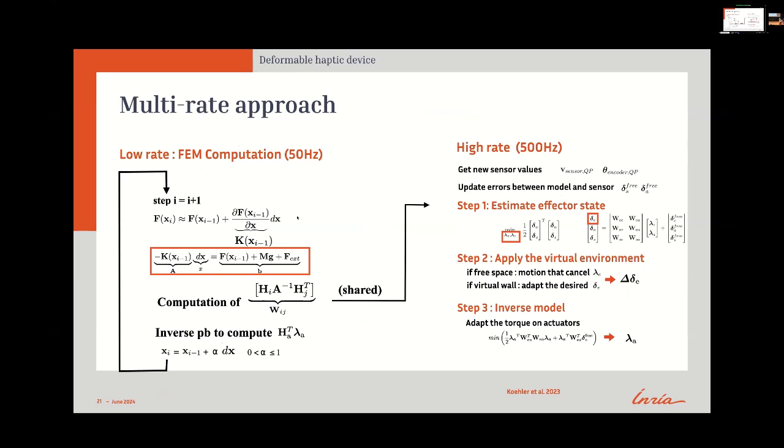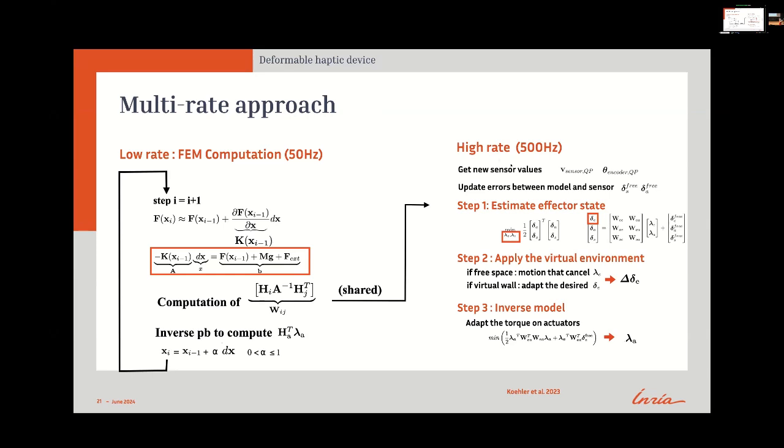Basically what we do is that we have developed a multi-rate approach where we have the step I showed, but here in the low rate, we compute the compliance, shared with a high rate loop. Thanks to the fact that there is a good temporal coherency between the 10 loops of this high rate, it doesn't change so much. So we can really have a good estimation of the compliance in these high rate loops.